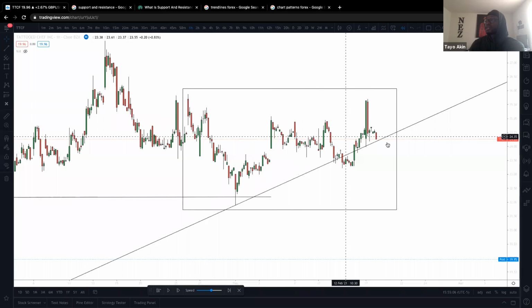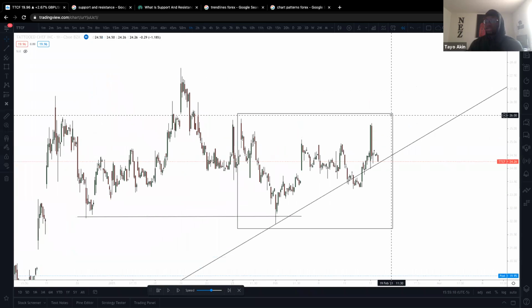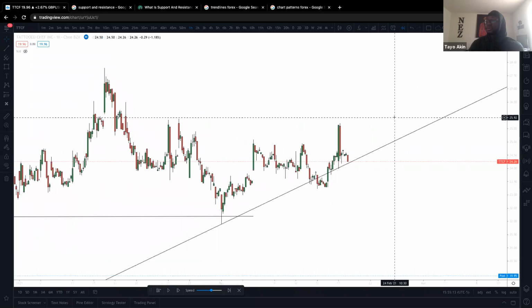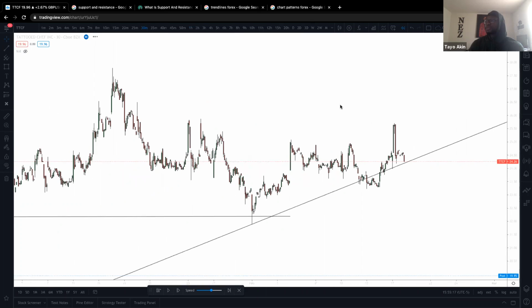And then you can also start seeing how you can start incorporating more trend lines and support resistance. So let me show you right here. Let me show you something really quickly.